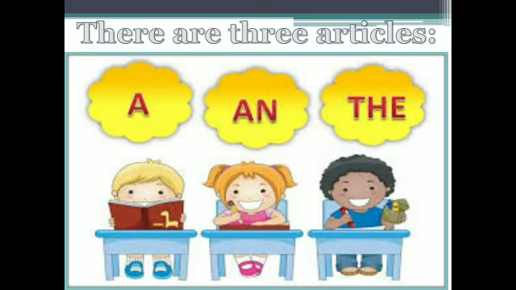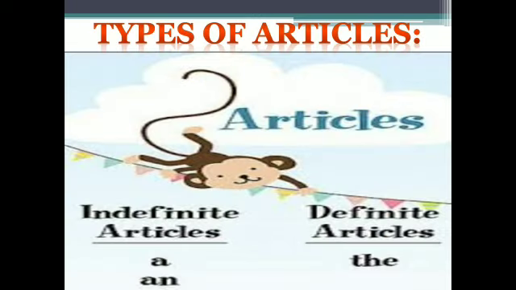Now there are three articles: a, an and the. In English grammar, there are three articles which we use. Now we will discuss the types of articles. Articles also have types. What are the types? Indefinite articles and definite article. Okay, so there are two types. Indefinite, as the name suggests, means they are not definite about anything. And when we talk about anything specific, anything definite, then it is a definite article.